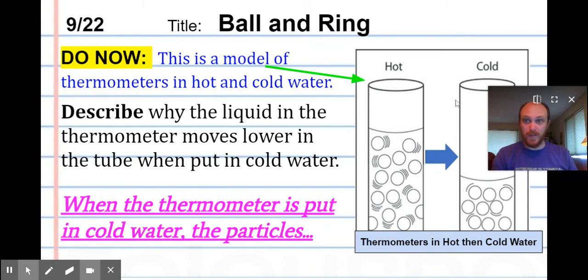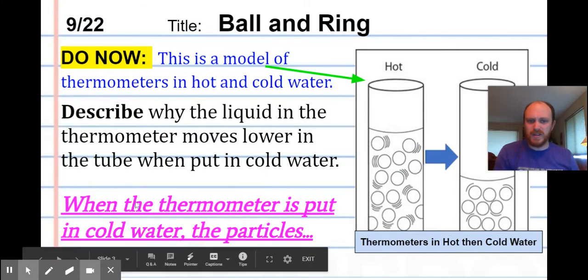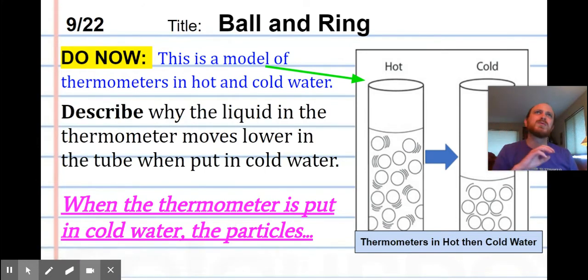So off to the right here, we have a model of two thermometers, one that's in hot water and one that's in cold water. Please describe why the liquid in the thermometer moves lower in the tube when you put it in cold water. Basically, I'm asking you to summarize what you did yesterday during your independent work. How do thermometers work? Why does, when you put a thermometer in cold water, that red line go down, down, down? So I want you to tell me here, when the thermometer is put in cold water, the particles, and try to do as much as you can.